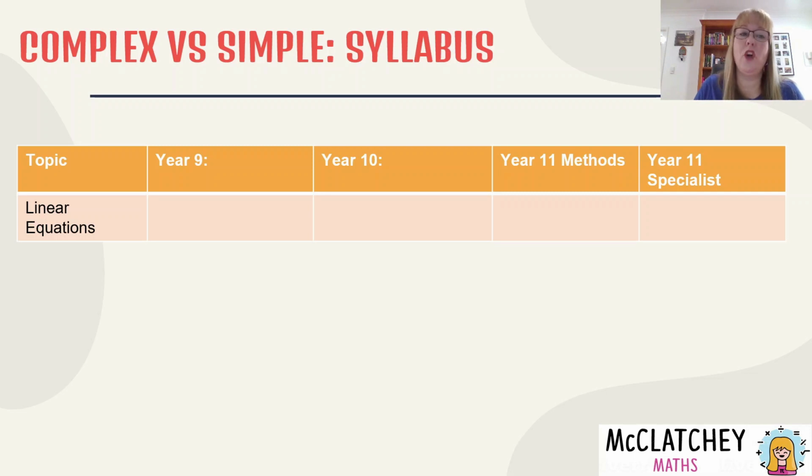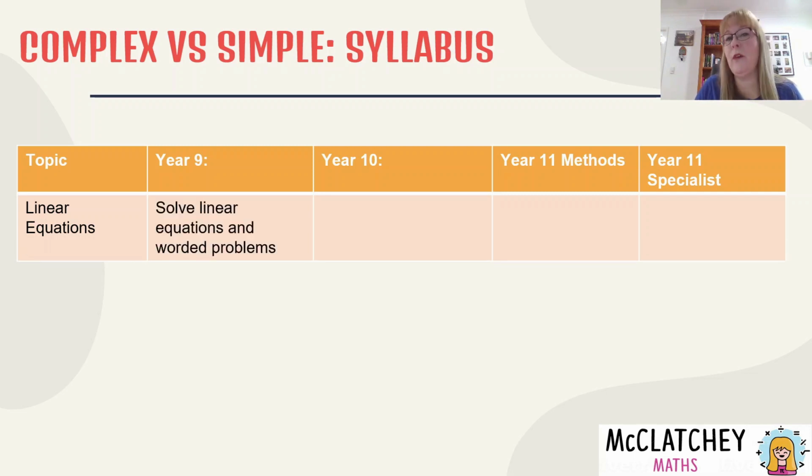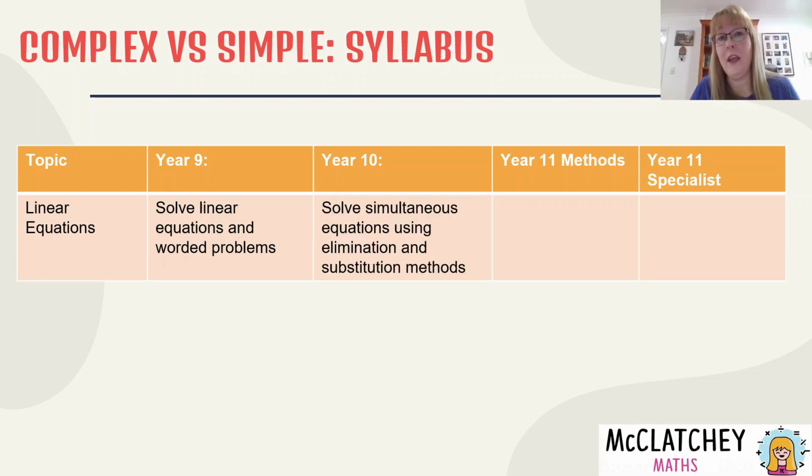This one's a topic of linear equations, and if I was in grade 9, I'd be expected to solve using linear equations and worded problems. But if I was in grade 10, I'm expected, as part of the new content I've learned, to be able to solve simultaneous equations using elimination and substitution methods. So if I'm doing my assignment and only demonstrating that I can solve equations with one variable and I don't actually consider other variables in my solution, chances are I'm only showing simple procedures.